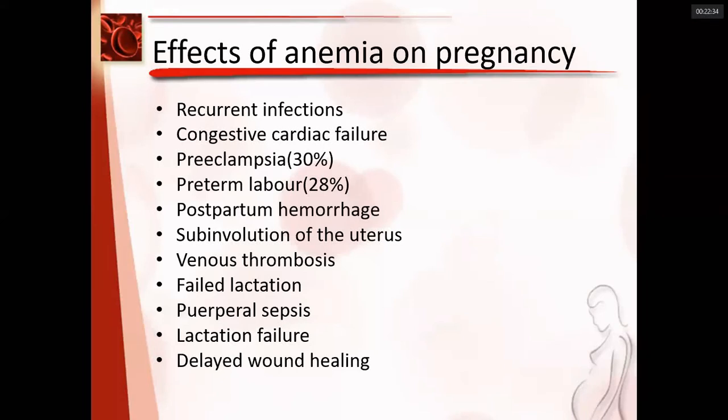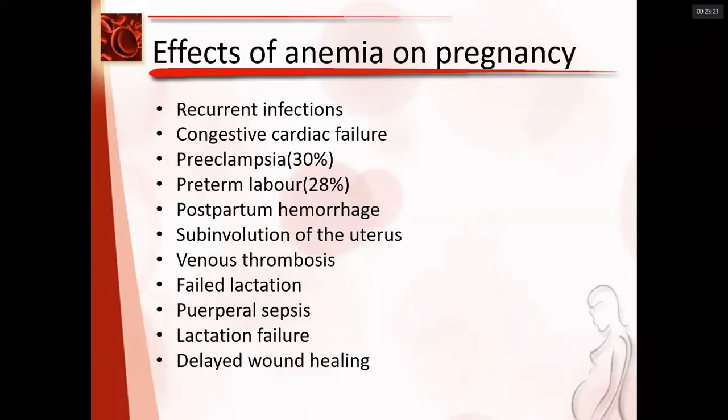And postpartum problems: anemia may lead to postpartum hemorrhage. Anemia itself may be a cause of postpartum hemorrhage, and more so because these women who have low reserves of hemoglobin cannot withstand even small amounts of blood loss, and they may collapse easily. There may also be a subinvoluted uterus, venous thrombosis, problems in lactation, and puerperal sepsis. And even if they have undergone cesarean section, there may be delayed wound healing and wound infection.